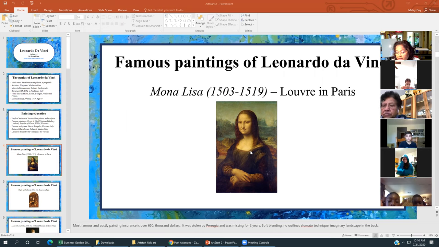And Perugia used to work over there, and he decided that, nope, this painting belongs in Italy, so I'm going to steal it. And so he stole it. And he kept it in his apartment for 2 years. Can you imagine that? And how did he steal it? It's the stuff of movies. So what he did was, he hid in a cabinet where they keep brooms and things. And the next day when the museum opened, he just walked out with the painting under his coat. And it was lost for 2 years.